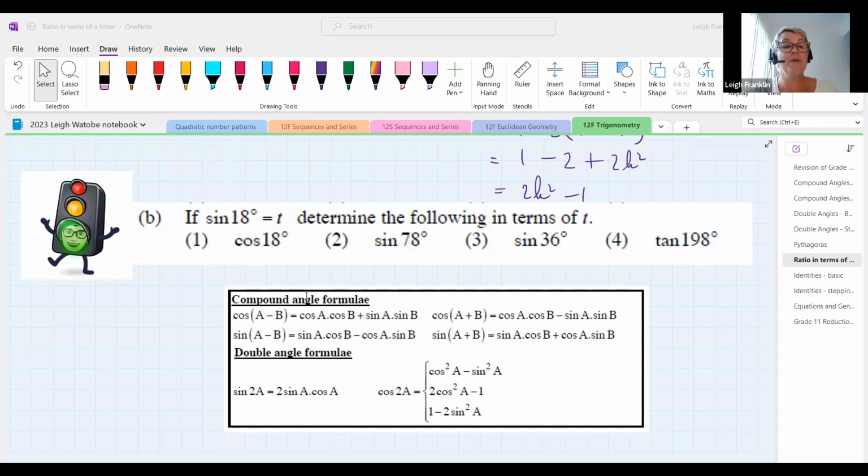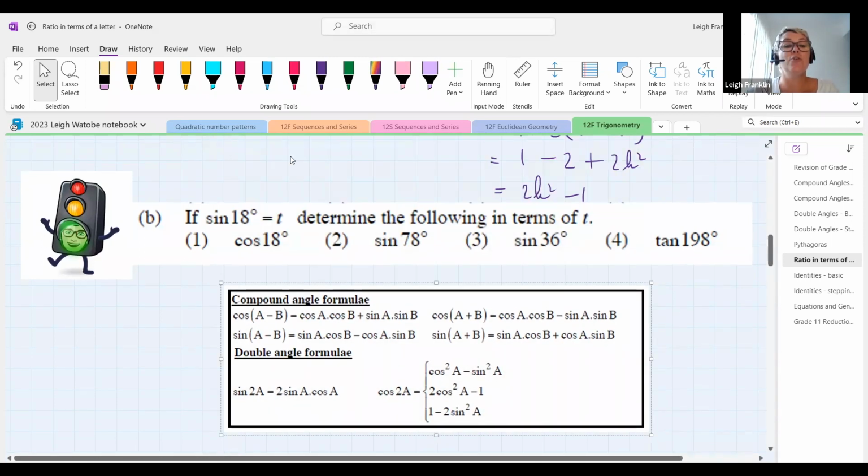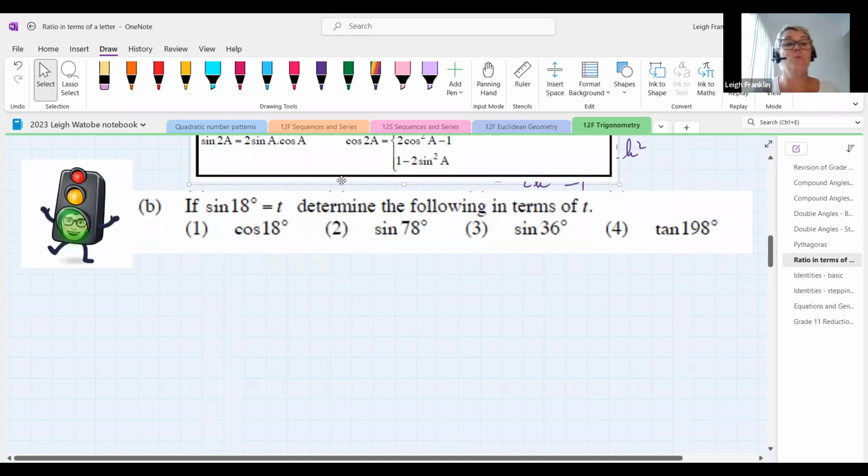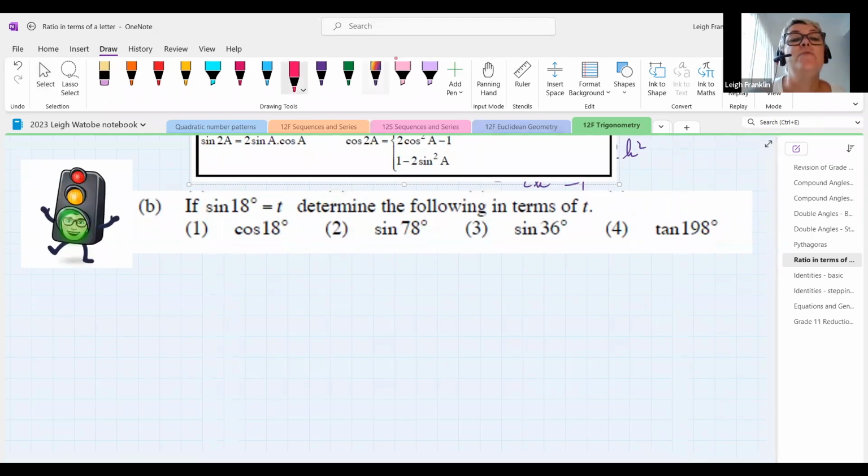All right, so the answers to these, let's just go through them quickly. In number 1, the cos of 18, hopefully you would have drawn the diagram. And our diagram would have looked something like that. There was our 18 degrees over there. And we would have had x here and t here, and that would have been 1. And when you solve for x, what did you get x equal to?